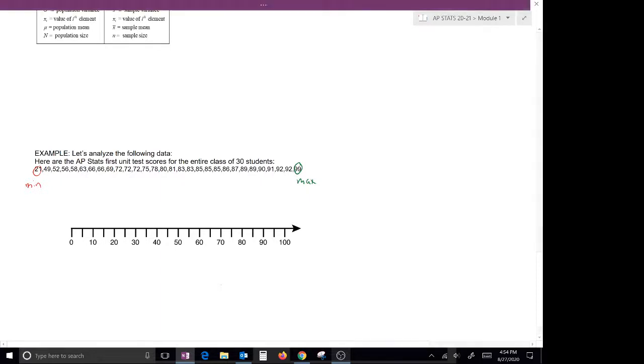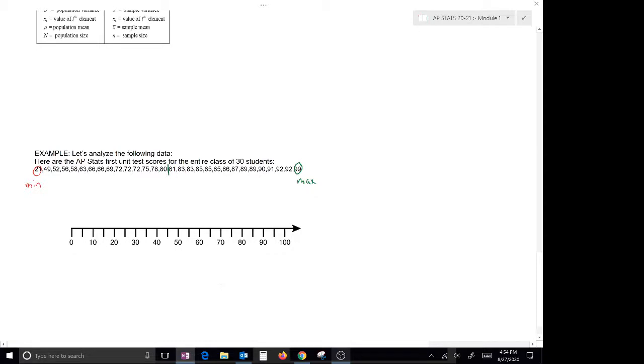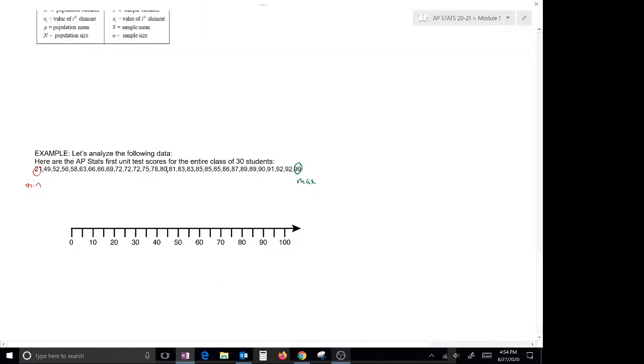To find our median, well, that's going to be the middle number. Well, I've got 30 students. That means that I'm not going to actually have a middle number. I'm going to have 15 and 15. So my median is actually right in between 80 and 81, which means I would take the average of those two, which would be 80.5 as my median.